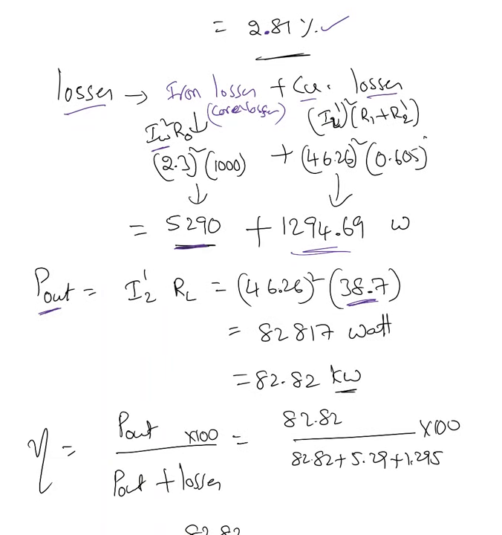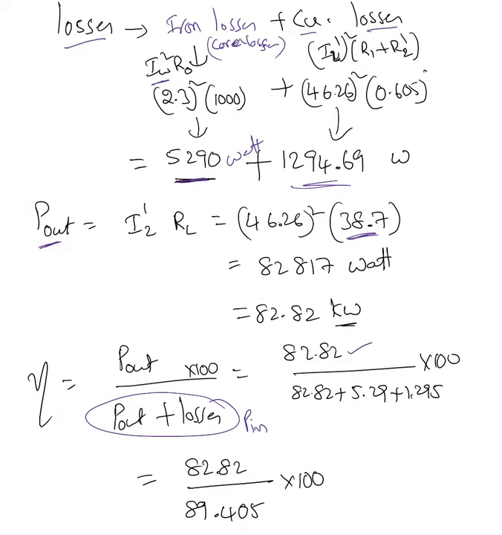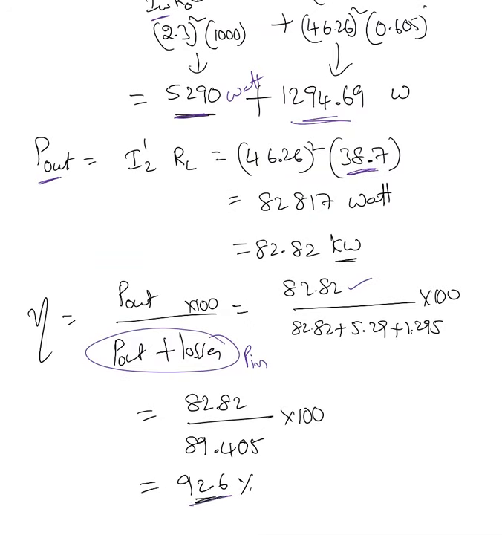Now efficiency is P out over P out plus losses, which is P input, times 100. Efficiency is always output over input. So 82.82 over 82.82 plus 5290 watts. I'm going to convert that into kilowatts, which is 5.29 plus 1.295, times 100. So the efficiency of the transformer is 92.6%. Most of the time, transformers are really highly efficient machines compared to motors and generators.